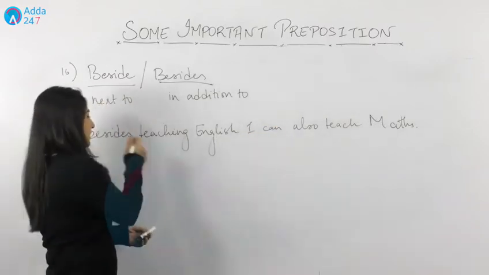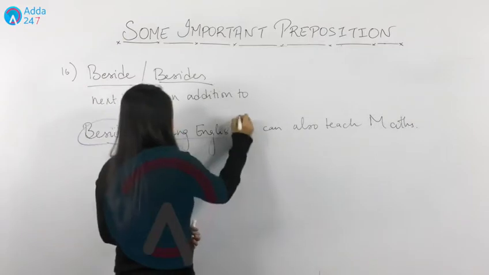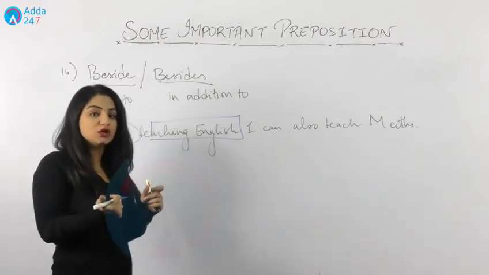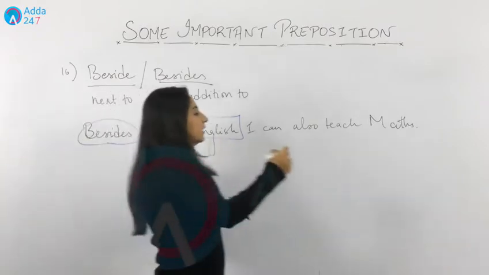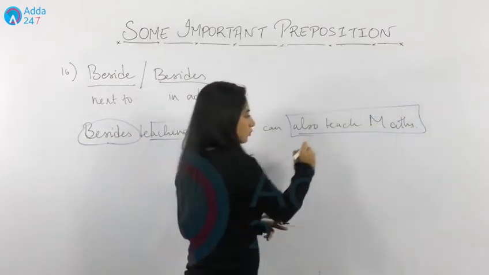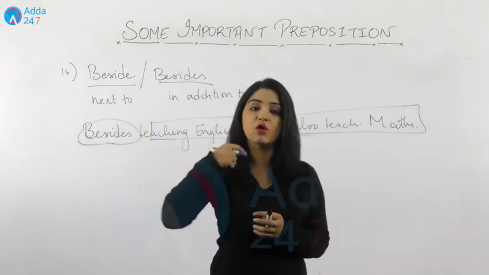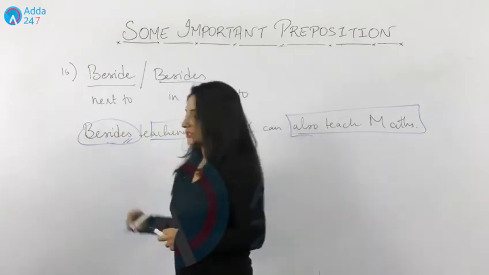Now, what does besides mean? What is my profession? To teach you English. And apart from that, in addition to it, I can do one more thing. What? I can teach you maths also. So when we have additional information to the information that we have already provided, then we use besides.